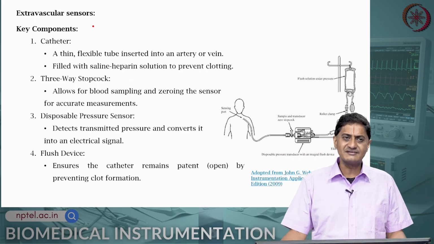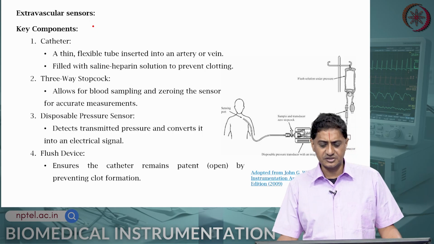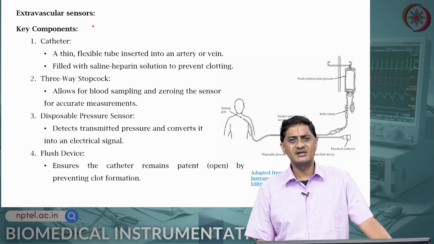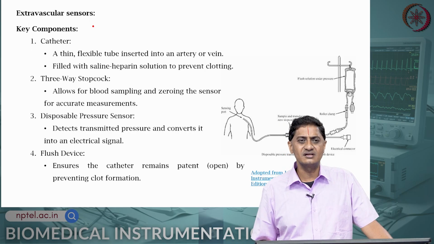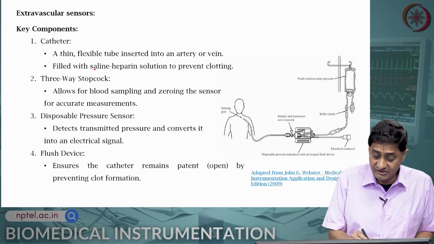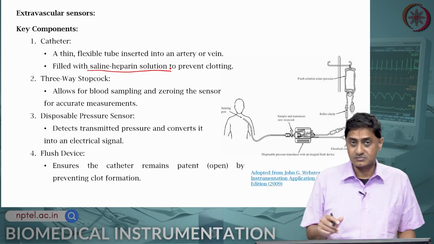Essentially a catheter, which is a thin flexible tube, can be as thin as, for example, the 1.67 mm we discussed. That is inserted into an artery or a vein, and this tube is filled with specific fluid, not any fluid. It is filled with saline heparin solution.